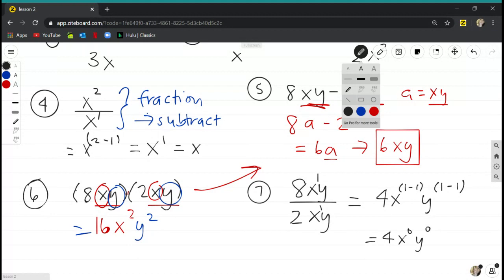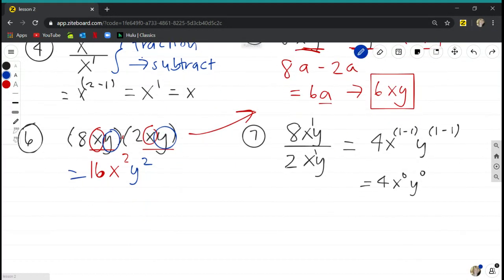Anything to the 0 power, literally any number to the 0 power, equals 1. So then this would just be 4.